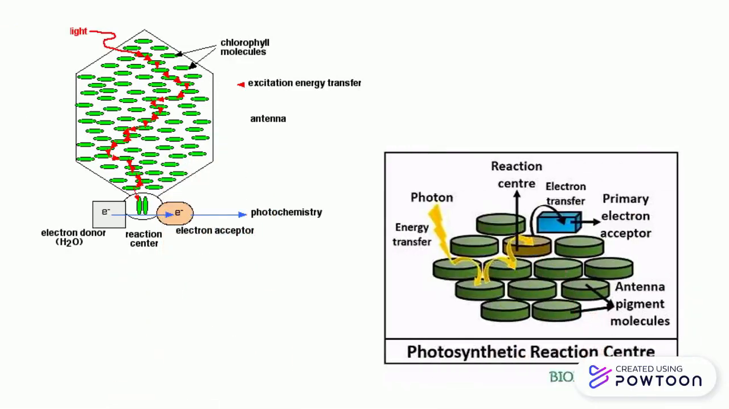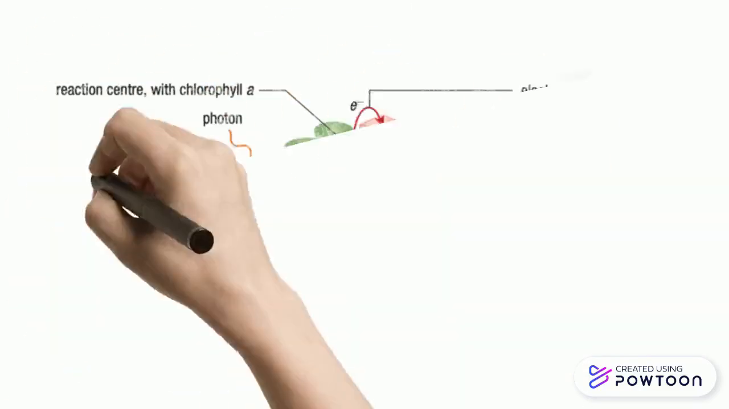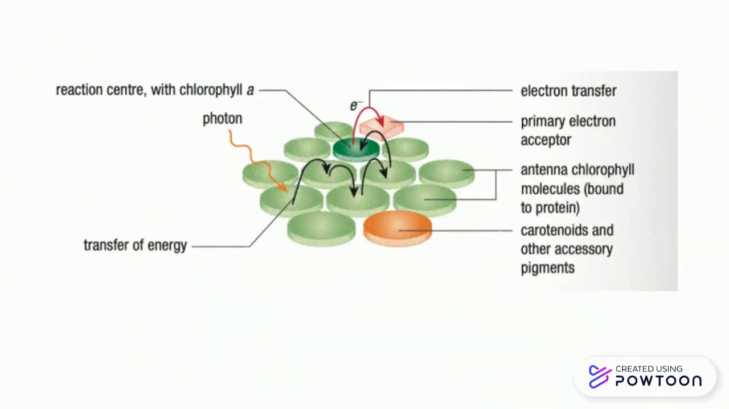The antenna complex is a cluster of light-absorbing pigments embedded in the thylakoid membrane, and they're able to capture and transfer energy to a special chlorophyll A molecule in the reaction center. Next, the reaction center is a complex of proteins and pigments that contains the primary electron acceptor. During photosynthesis, chlorophyll A becomes oxidized and donates an electron to a primary electron acceptor.